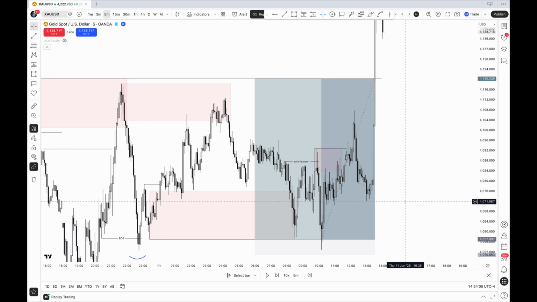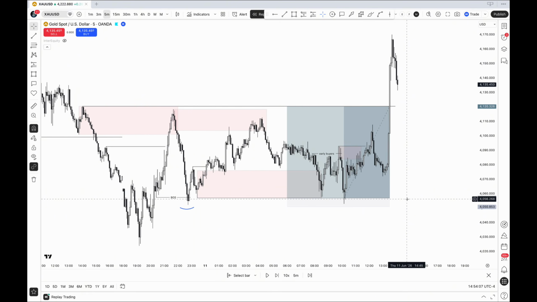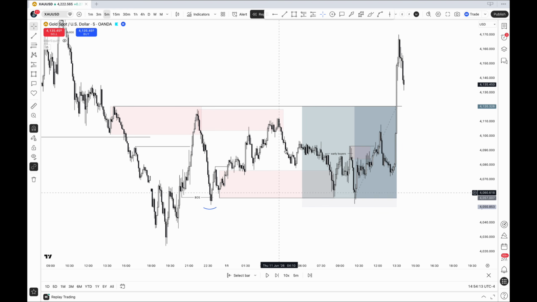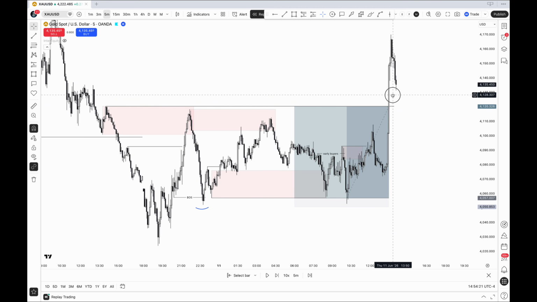Boom. Just like that. Look at the strong reaction that we get once this low is taken. Whenever you see liquidity taken in the market, you'll notice that price has a fast run. Usually price won't take very long to hit target. So that's an example on gold.